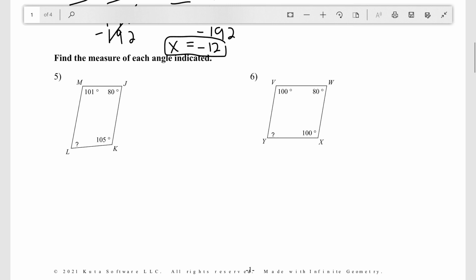Now we're moving on to our quadrilaterals, seeing how we are doing the same thing as we did in the first set of problems, find the measure of each angle indicated. So we are going to be looking for this question mark here, but now we have quadrilaterals. Remember that a quadrilateral is a polygon with 4 sides.